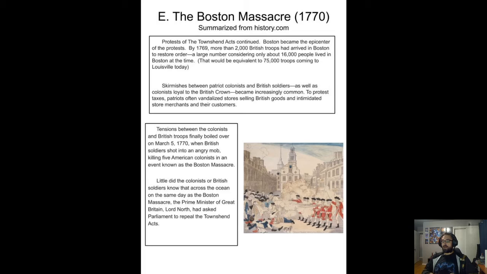So we have the British soldiers that are in Boston that are trying to keep order, and we have the colonists that are protesting and that are basically sometimes inciting violence, trying to intimidate people, and vandalizing stores. And so these two groups kept clashing, and so a lot of people argue that the Boston Massacre, or at least an event like this, was inevitable, that it was going to happen eventually. And so eventually it does.